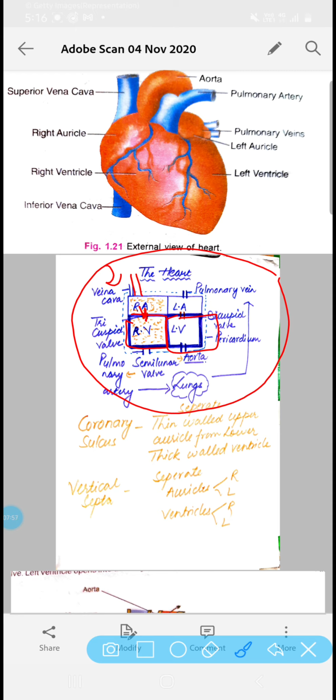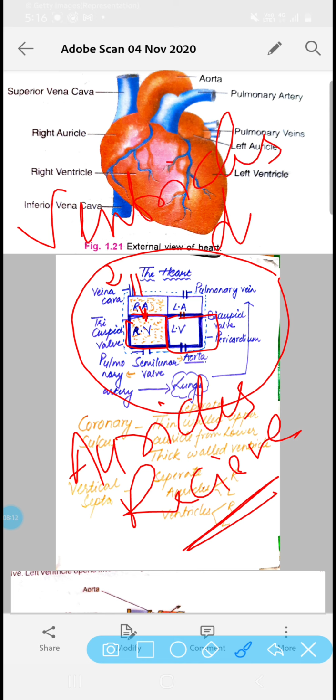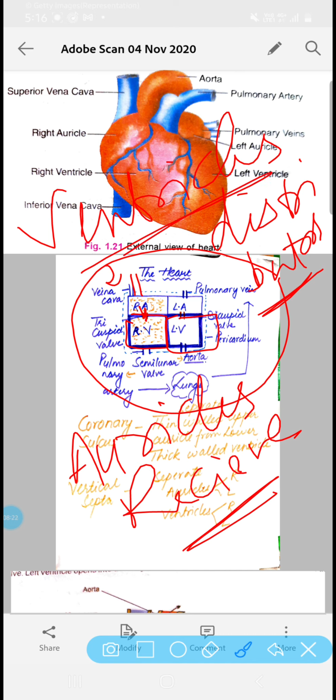right auricle. One more thing you have to remember is that auricles will always receive the blood whenever it is coming from outside. And ventricles, on the other hand, are distributors. Whenever blood has to move from the heart to other parts, it will move through the ventricles. So you have to remember these two functions. Auricles will always receive the blood from outside and ventricles will distribute the blood outside.